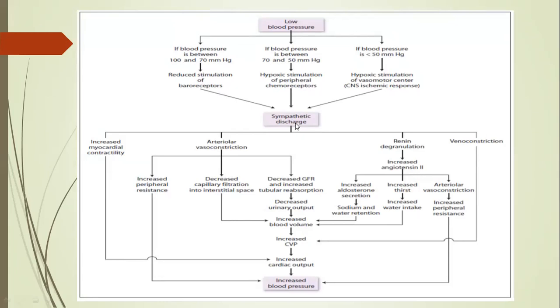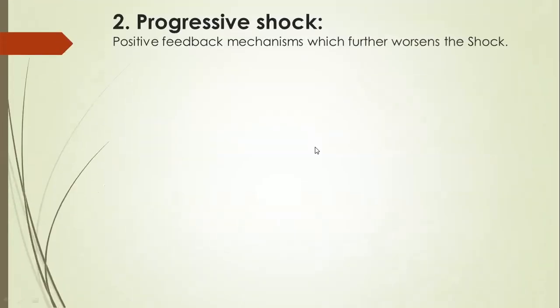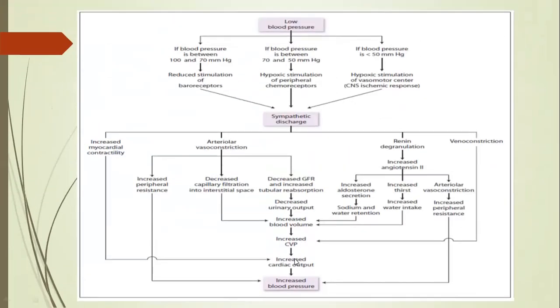Now, what will this sympathetic stimulation cause? It will cause an increase in myocardial contractility, thus increasing the cardiac output and trying to maintain it. Then it can cause vasoconstriction, due to which again the cardiac output can be maintained. The vasoconstriction increases the peripheral resistance, decreases the capillary filtration, and decreases the GFR. By all these three mechanisms, it causes an increase in the cardiac output and tries to maintain the blood pressure at the normal level.